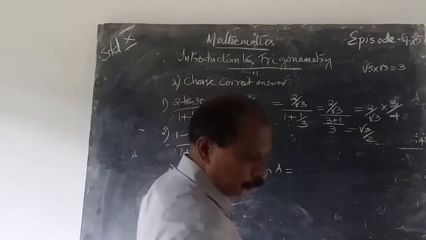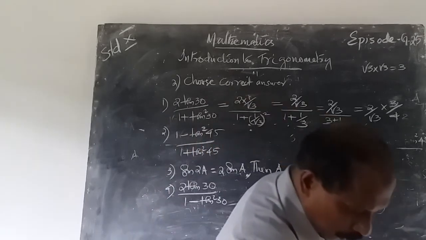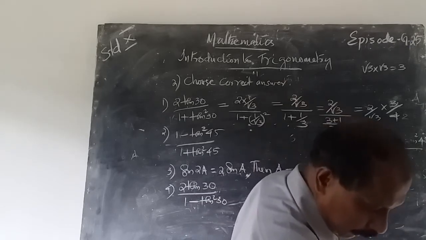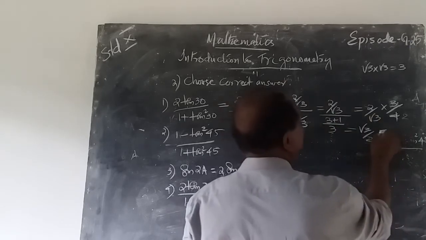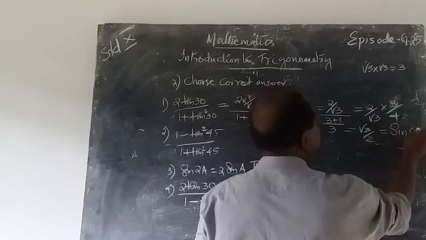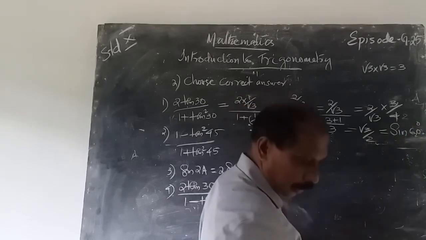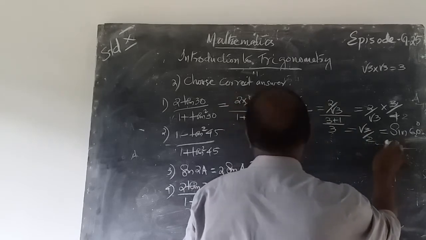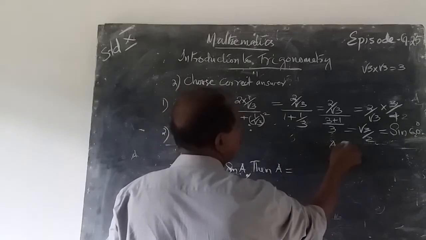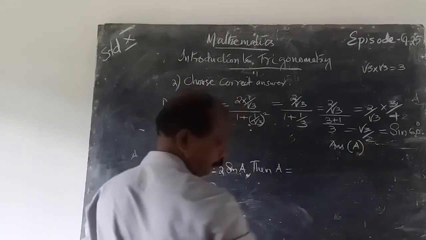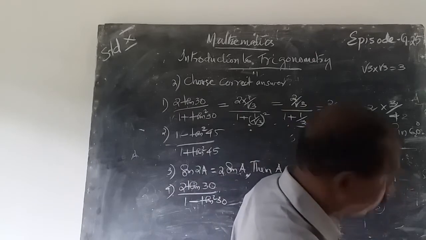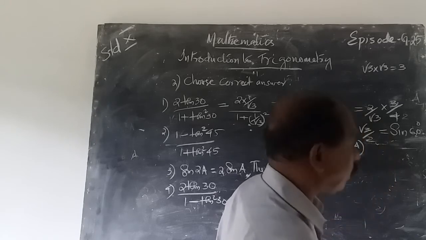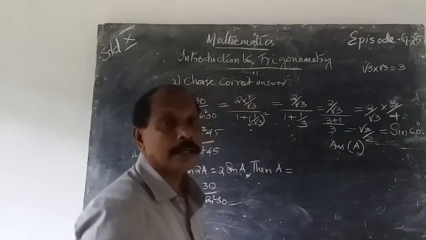What is root 3 by 2? It is cos 60, 1 by 2. Sin 60 root 3 by 2 is equal to sin 60. That is the correct answer. That is option A. Option A is the correct answer. Sin 60 root 3 by 2. Cos 60 1 by 2. Tan 60 root 3. Sin 30 1 by 2. So the correct answer is A.